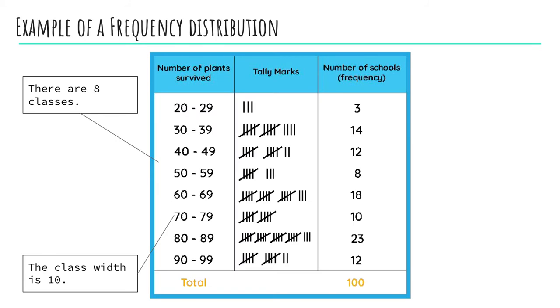Here's an example of a frequency distribution. Notice how under the column that says number of plants survived, there are 8 classes in total, and each class has a width of 10 units. You will see in the middle row the tally marks grouped in 5s, and finally in the last column you will see the frequency, the amount of times the values in those classes occur.